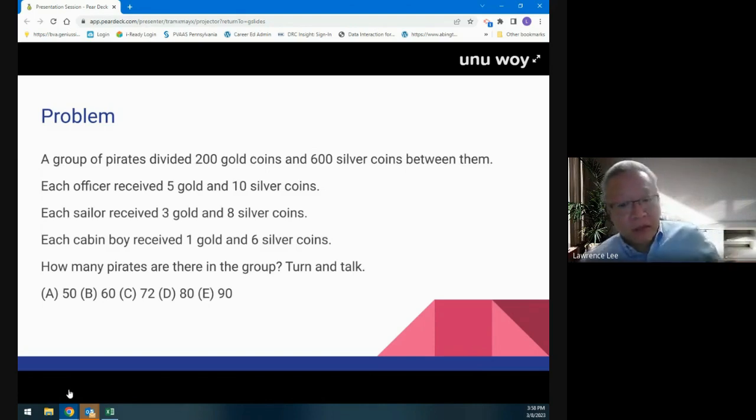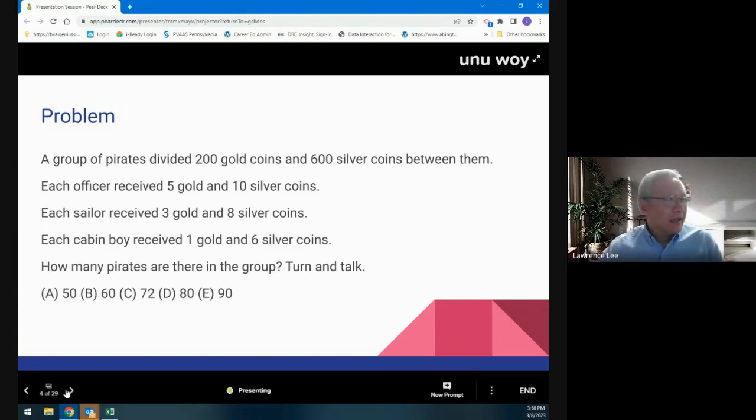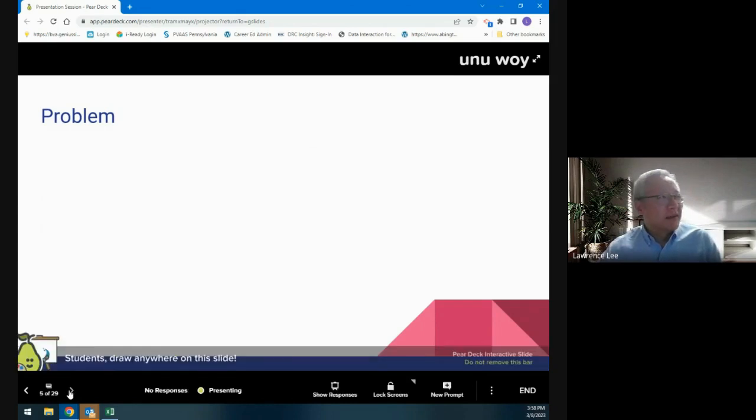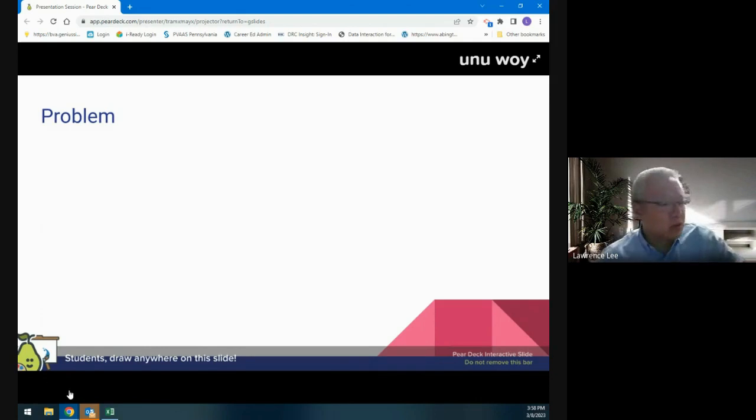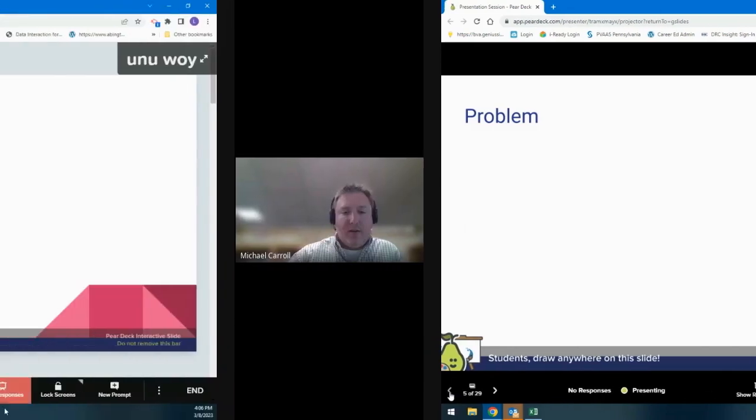I wrote turn and talk in case we were in person, but I was told that we're going to do this virtually. So in breakout groups, talk about what you would do to approach this problem, short of Googling it. Googling it is not allowed. And on the next slide, slide 5, you can draw or write anywhere what your solution would be. So I'm going to back up here.